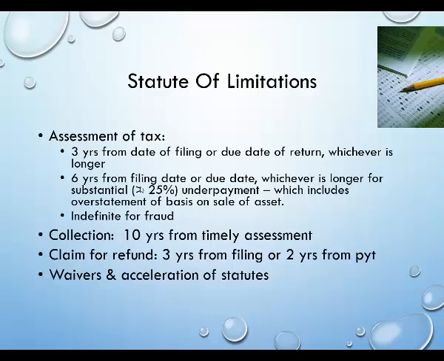There's no statute of limitations for fraud at all. They can go back to when you were in the cradle and you were a baby. And if you, as an E-Trade baby, were not only so exceptional that you made all kinds of money, but so sneaky that you cheated on your taxes, they really can go that far back under the law. Once the tax is assessed, the IRS has 10 years to collect that tax.